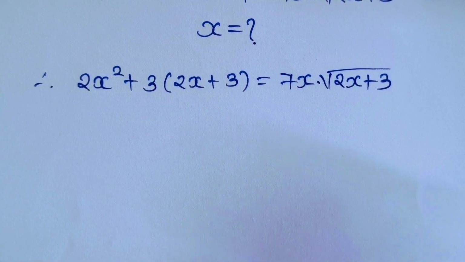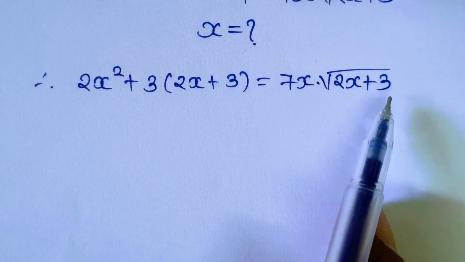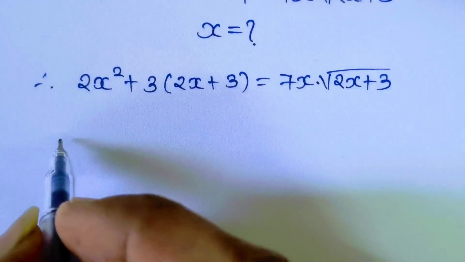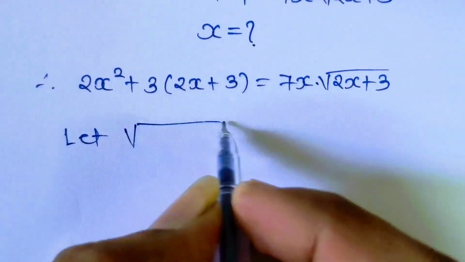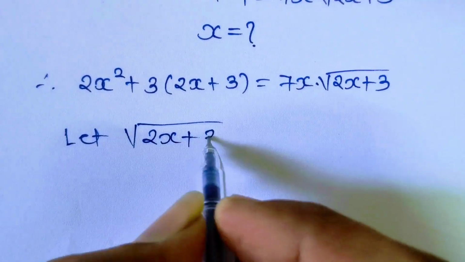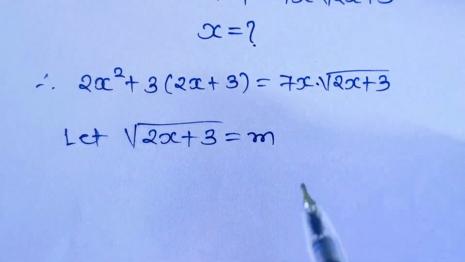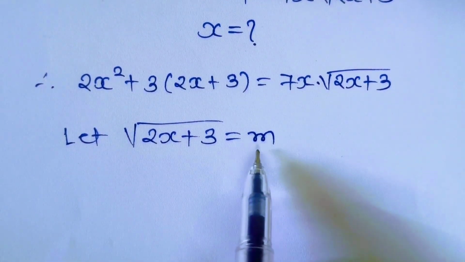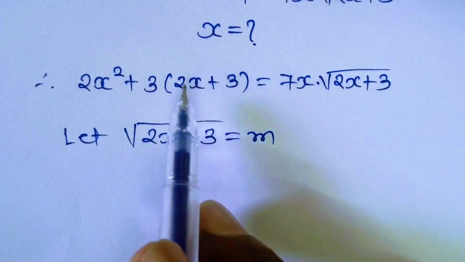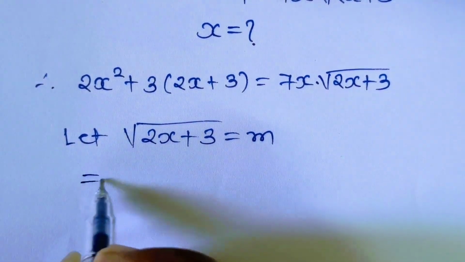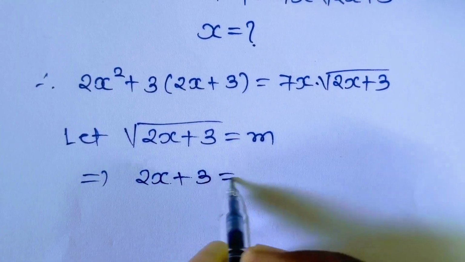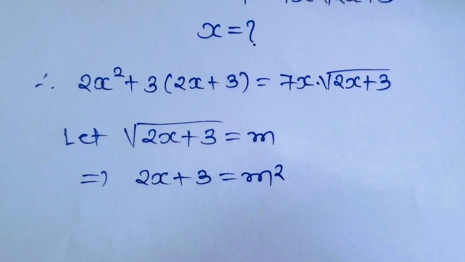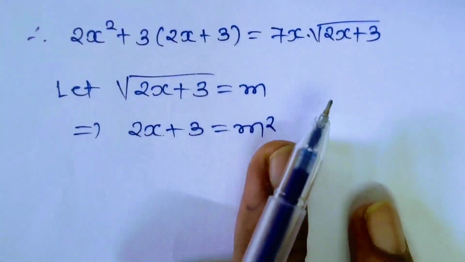Now here we have 2x + 3. Assume that the square root of 2x + 3 is equal to some value m. Now put the m value here. Notice that if you square both sides, 2x + 3 is equal to m². Now put both values in this equation.